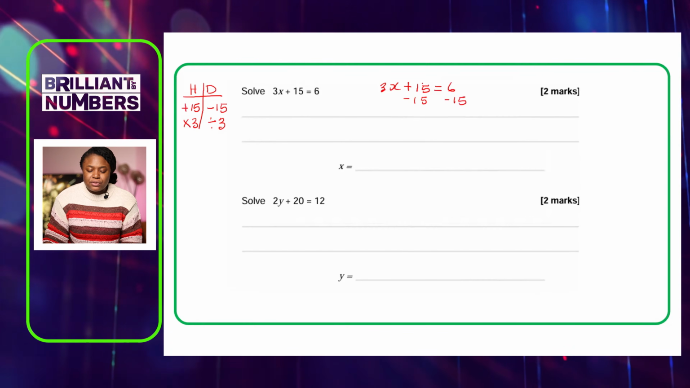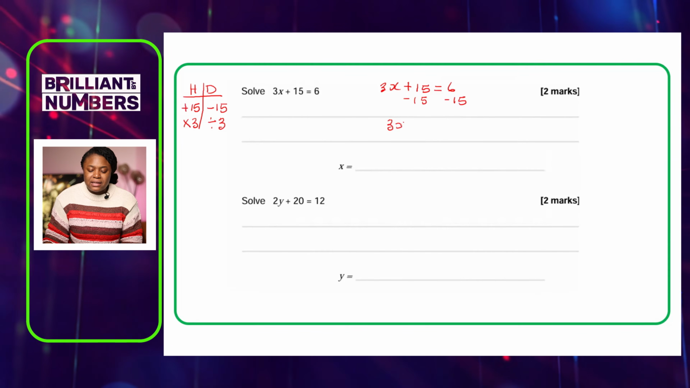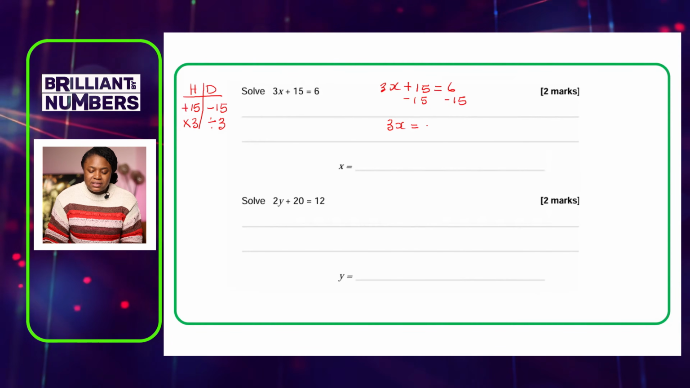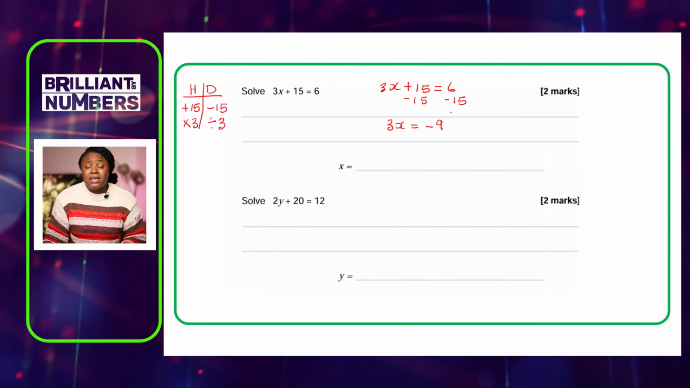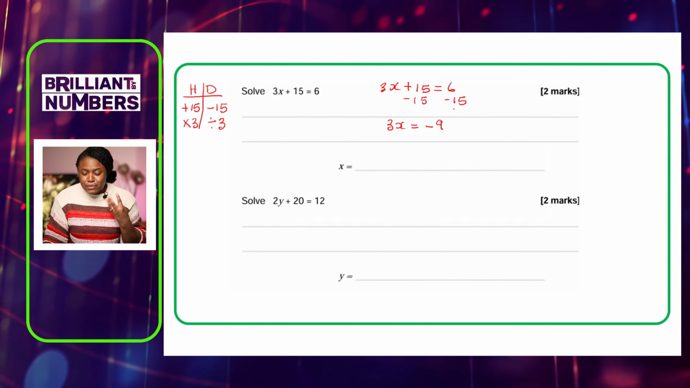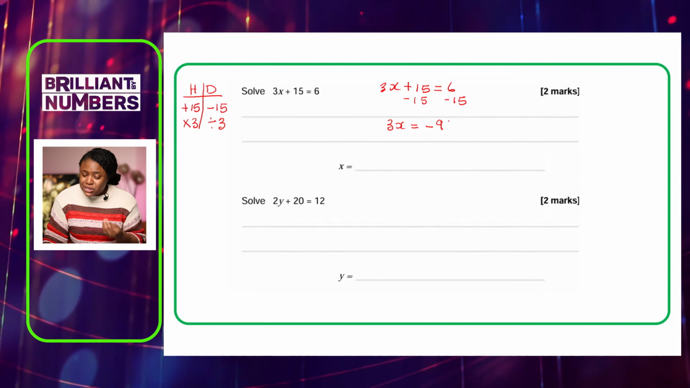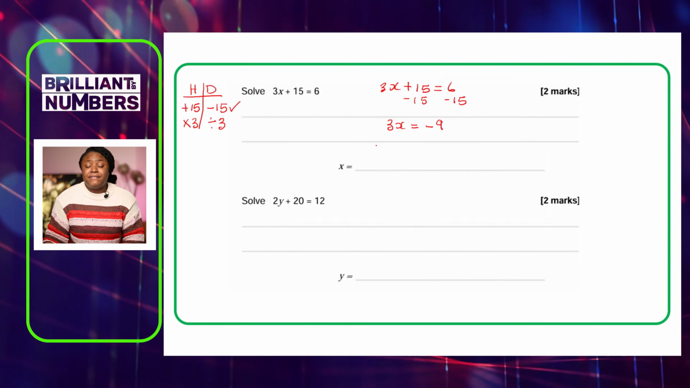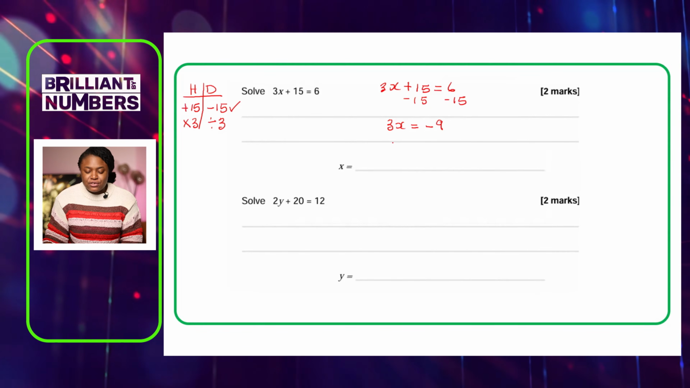This leaves us with 3x on the left hand side equal to 6 take away 15, that's minus 9. Remember, very easy to confuse this. Remember, you're taking a large number from a small number, so you must end with a negative. So I'm going to check that off. I have done my subtraction of 15.